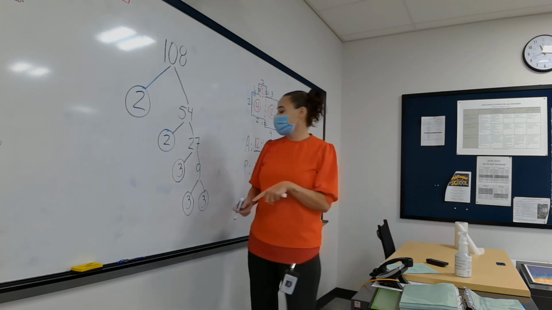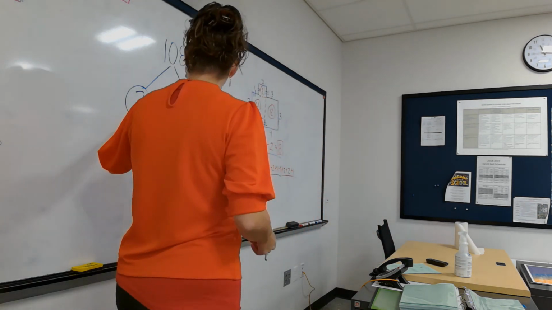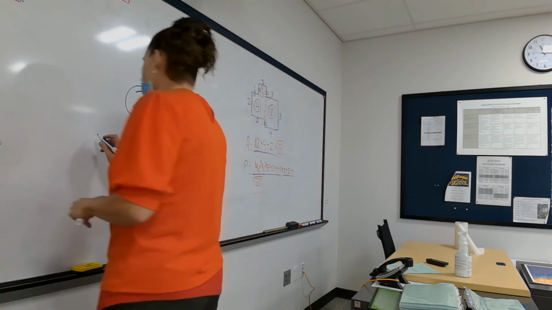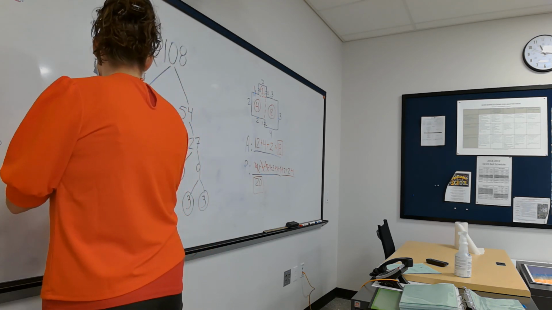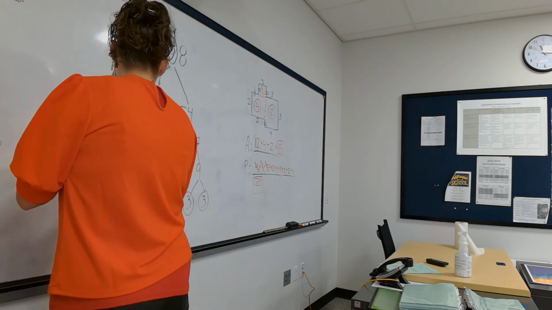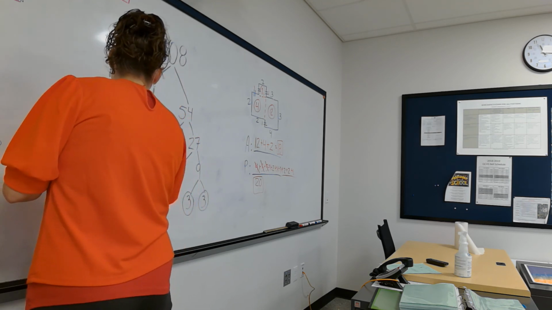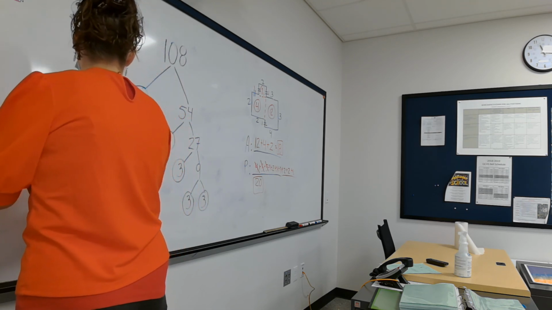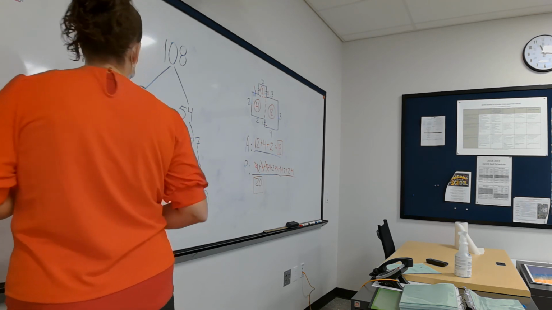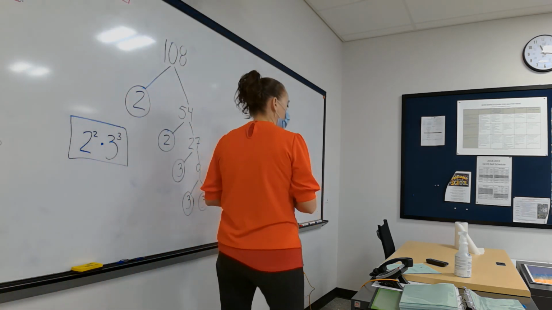Okay, so the prime factorization, I count, I have 1, 2 2s. So I'm going to say 2 squared times, I have 1, 2, 3 3s. 3 cubed. Final answer. Okay.